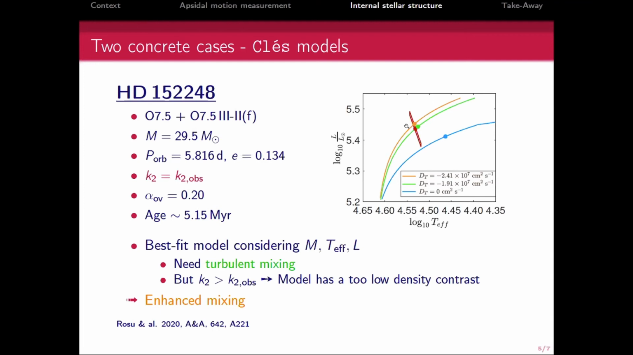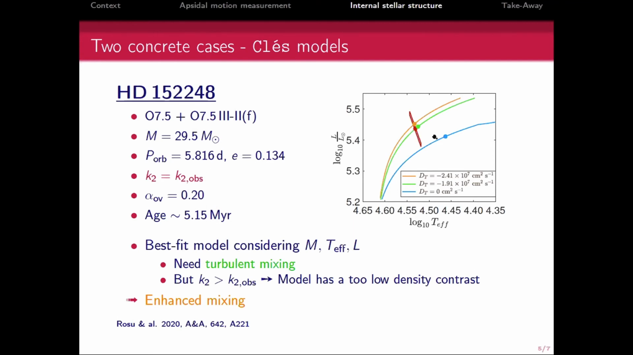So here in this HR diagram, you can see in green a track that passes through the observation value in red. This is the track that corresponds to the best fit models in terms of mass and position in the HR diagram. And as you can see, it has a certain amount of turbulent diffusion. In blue, for comparison, we have a track which has no turbulent diffusion. And from this first observation, we see that we need to put some turbulent diffusion inside the models to notably reproduce the observational quantities of the stars.